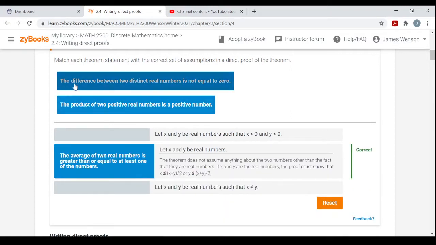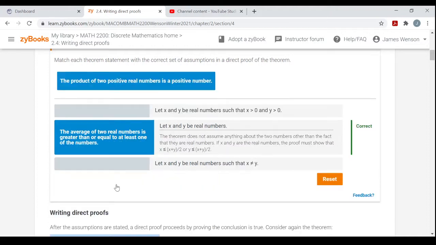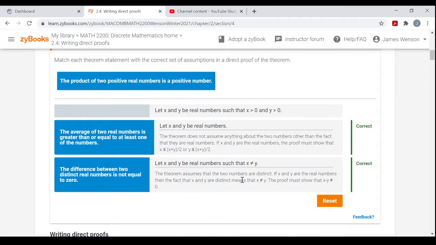This next statement, the difference between two distinct real numbers is not equal to 0. So I'm starting here with two real numbers that are distinct. That's two real numbers that are not equal. And then trying to show that the difference between them is not 0. So I would be assuming here that x and y are real, but not equal. Right? They are distinct.